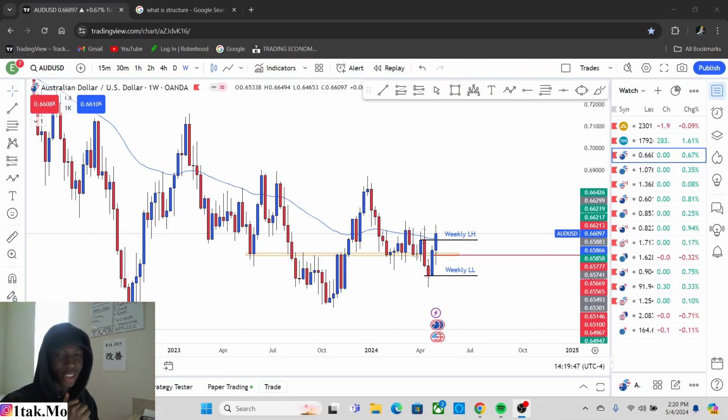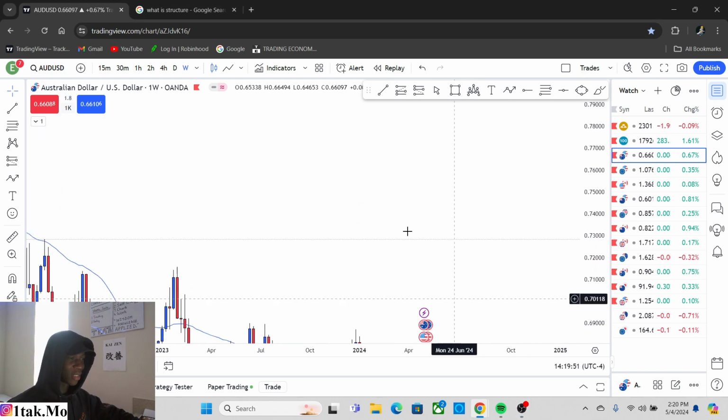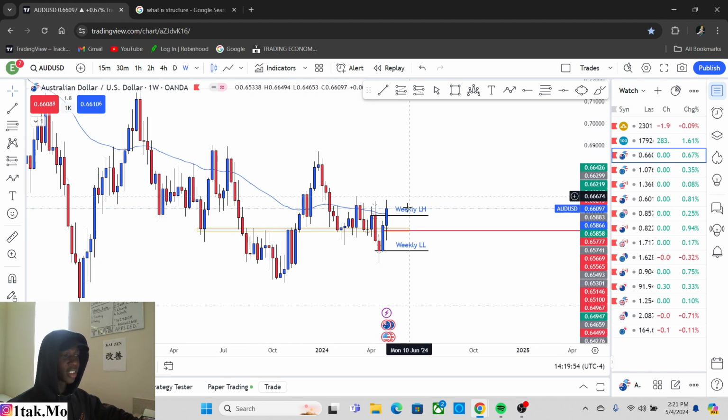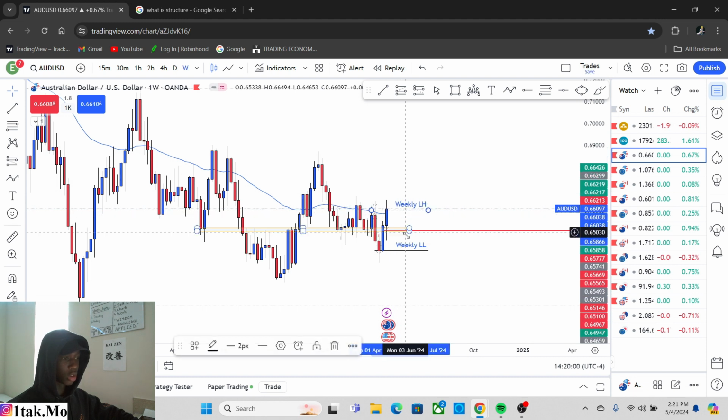Alright, so we're back on the charts. So where do we start? This is the market right here. As you can tell, we have weekly high, lower high, lower low. But we have to change those because it's now bullish.